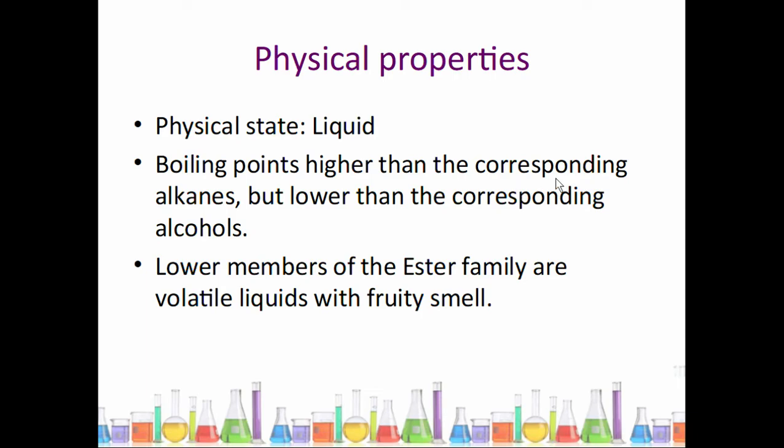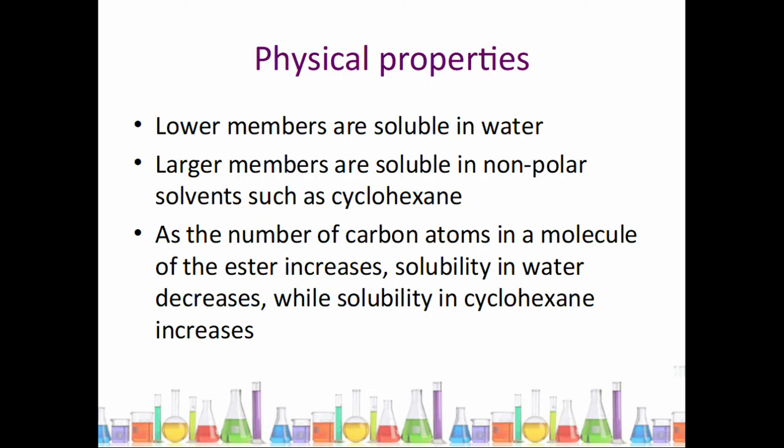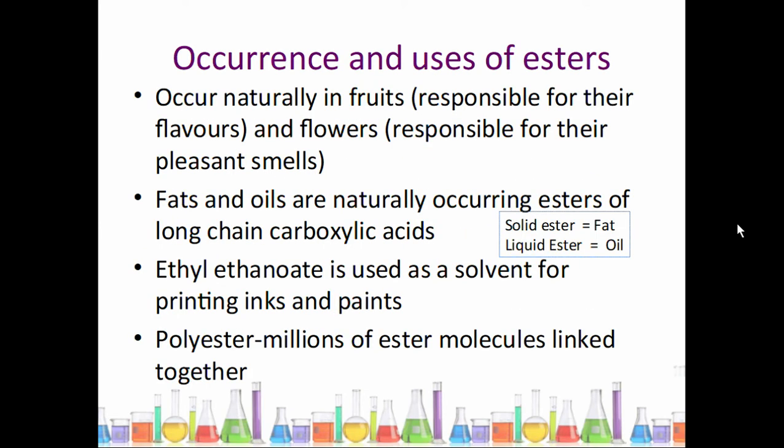Some physical properties: they are liquids, the ones that we're looking at, up as far as C4. They're liquid, their boiling points are higher than the corresponding alkanes, but lower than the corresponding alcohols. Lower members of the ester family are volatile liquids with a fruity smell. Lower members are soluble in water, larger members are soluble in non-polar solvents such as cyclohexane. And then this is just going through the reason for that again, and it's because as the carbon chain gets longer, that's non-polar, and that's going to compromise the polarity.